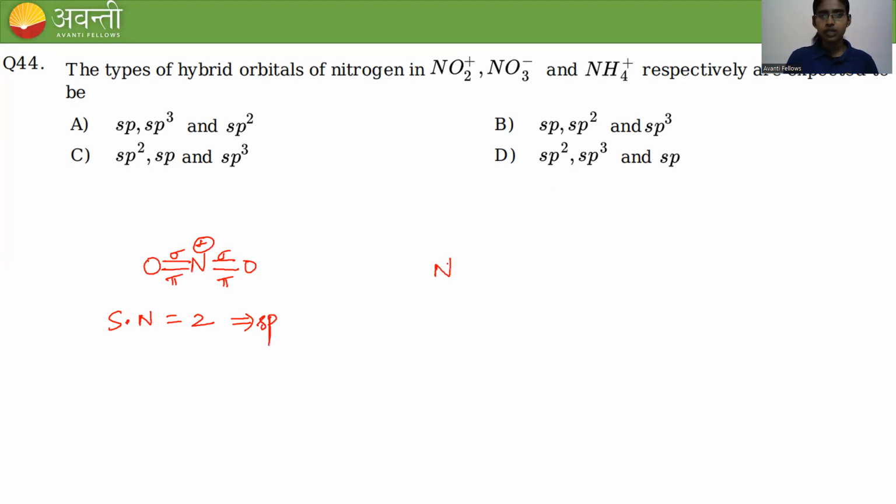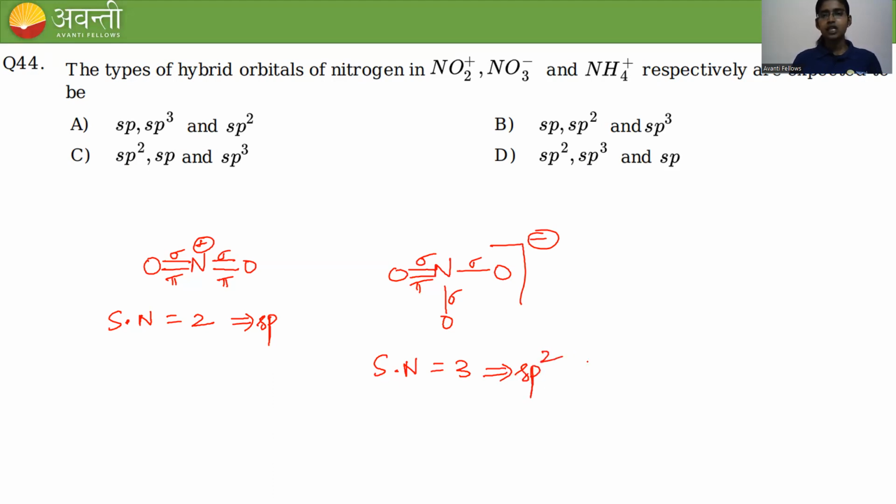Then come to NO3 minus. Nitrogen valence electron is 5 and it has gained an electron. So it is N double bond O, single bond O, single bond O. Okay. So how many sigma bonds we have in NO3 minus? One sigma and another one is pi. This is the sigma bond. This is also sigma bond. So 3 sigma bonds we are having. So the steric number is equal to 3. If it is 3, then the hybridization is sp2.